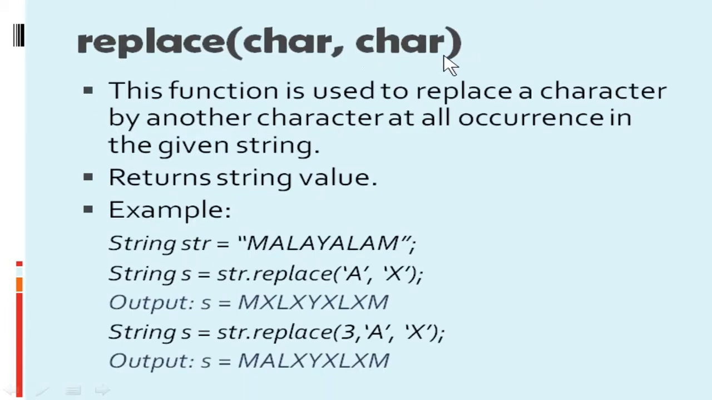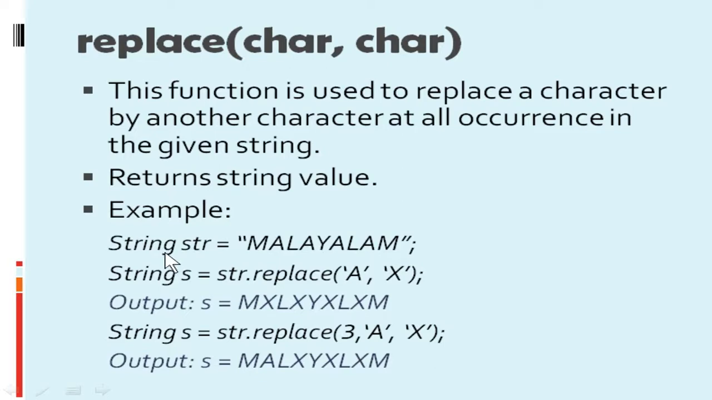It has two arguments within parentheses, both are characters. This function is used to replace a character by another character at all the occurrences in the given string. So it has two characters. The first character, which is available in the string, is replaced by the second character, which is given as the argument, at all the occurrences. After replacing, it returns the string value.